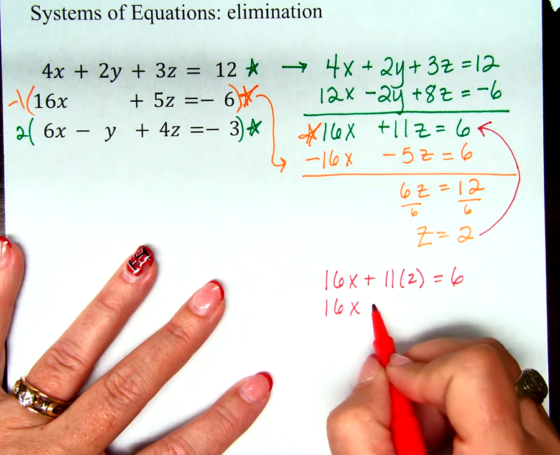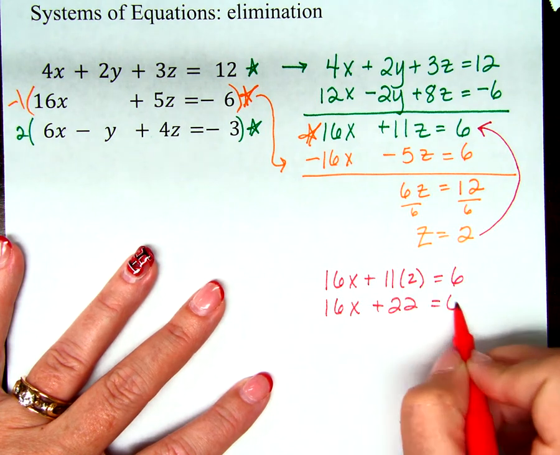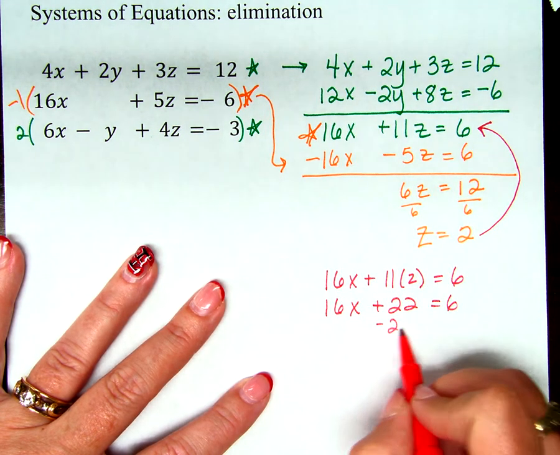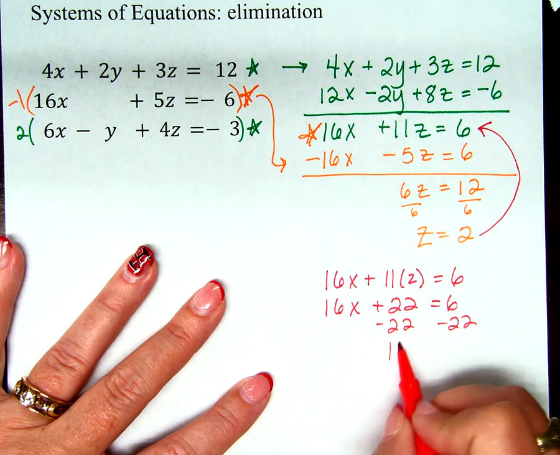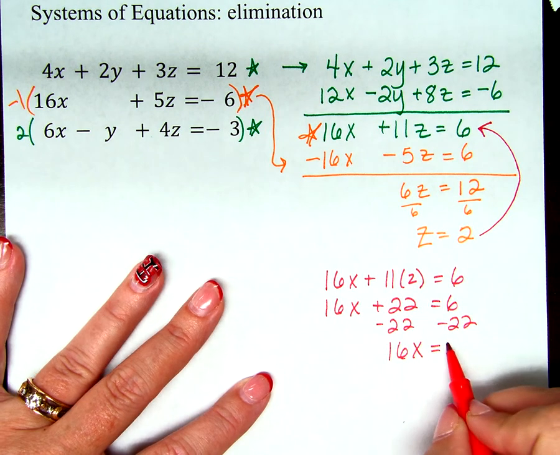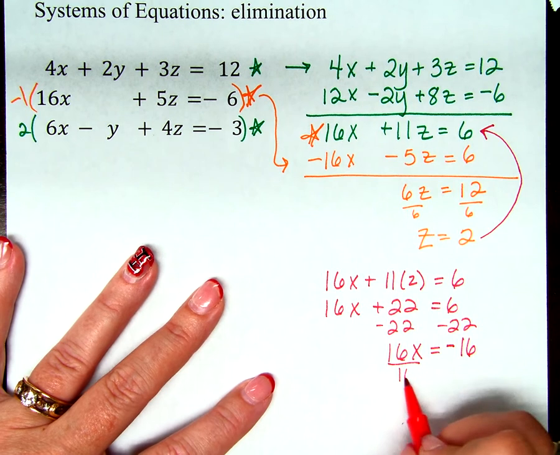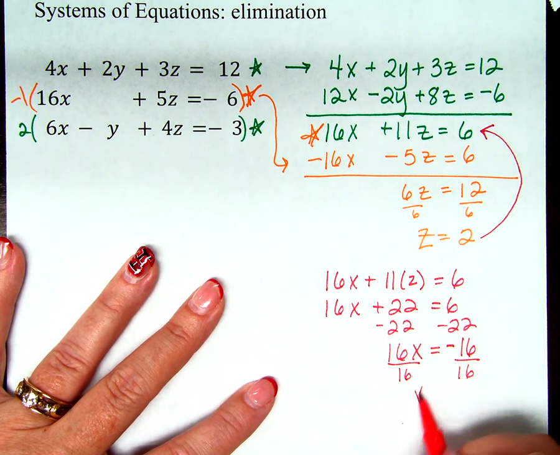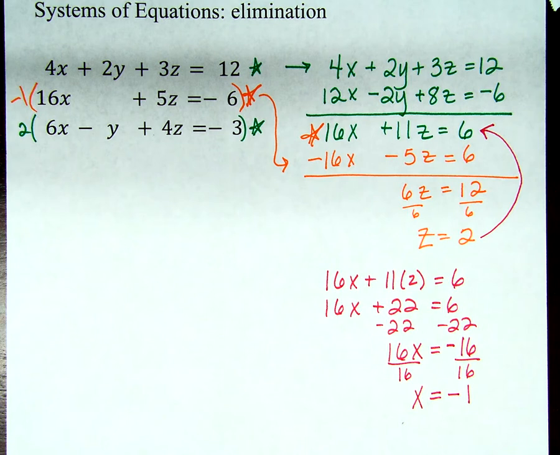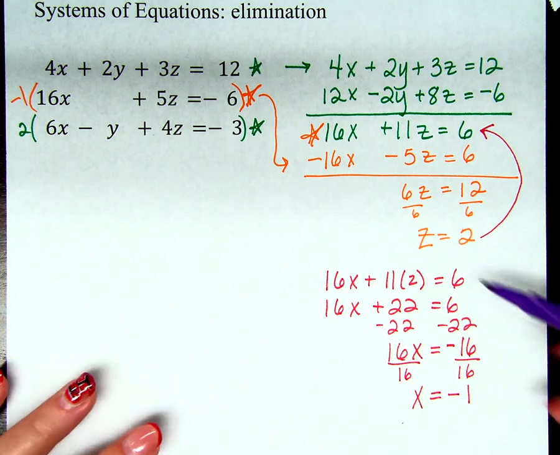Well, 16x plus 22 equals 6. And if I subtract 22 from both sides, 16x equals negative 16. If I divide both sides by 16, it's nice, isn't it? So am I done? Oh, no, okay. I still have a way to go? Like a long ways? Oh, not a long ways, because I already have x and z.